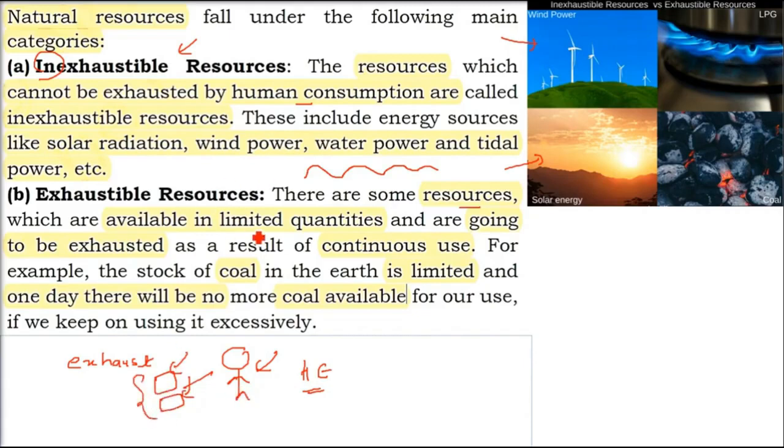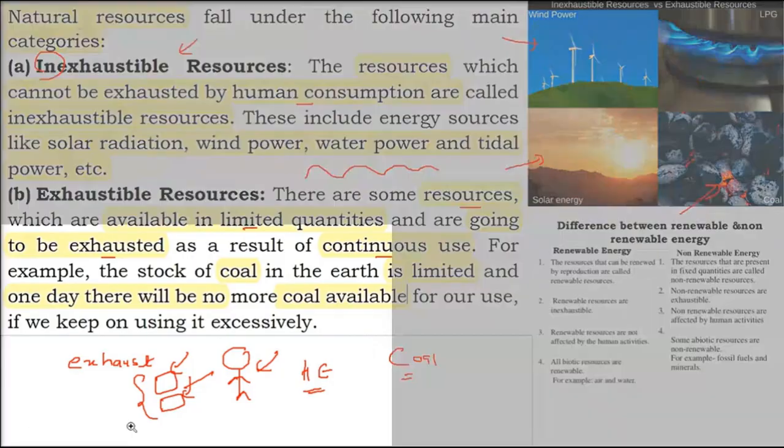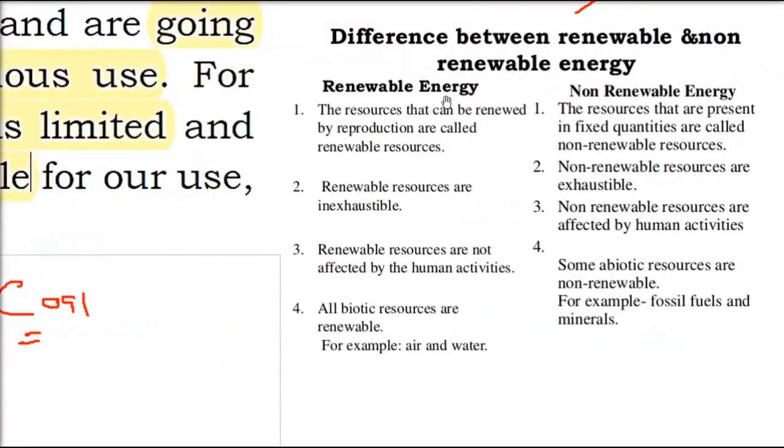So you know the quantity of these resources, and with consumption, with continuous use, they will finally be exhausted. For instance, take the example of coal. This picture is of coal, and the amount is fixed, limited. It takes thousands of years for coal to be formed. So one day when we are using it, there will be no more coal.